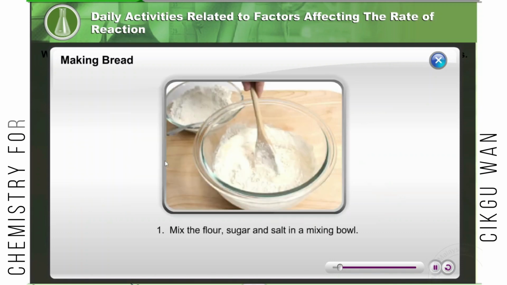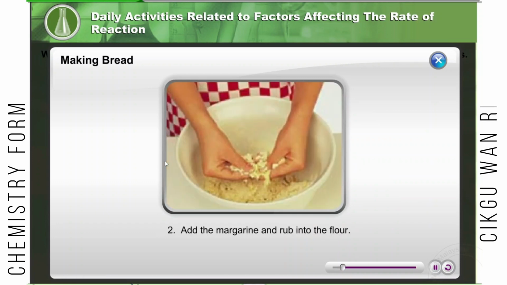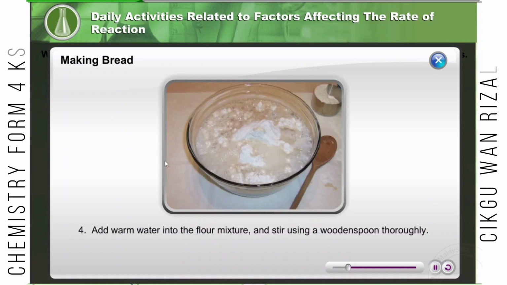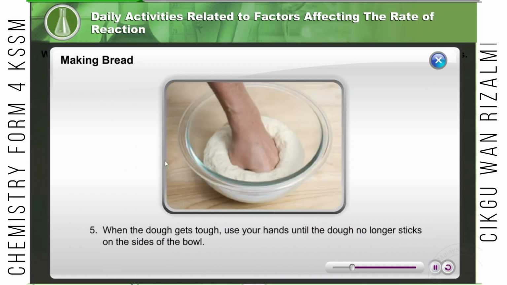Mix the flour, sugar and salt in a mixing bowl. Add the margarine and rub into the flour. Add the dried yeast to the flour mixture and stir well. Add warm water into the flour mixture and stir using a wooden spoon thoroughly. When the dough gets tough, use your hands until the dough no longer sticks on the sides of the bowl.